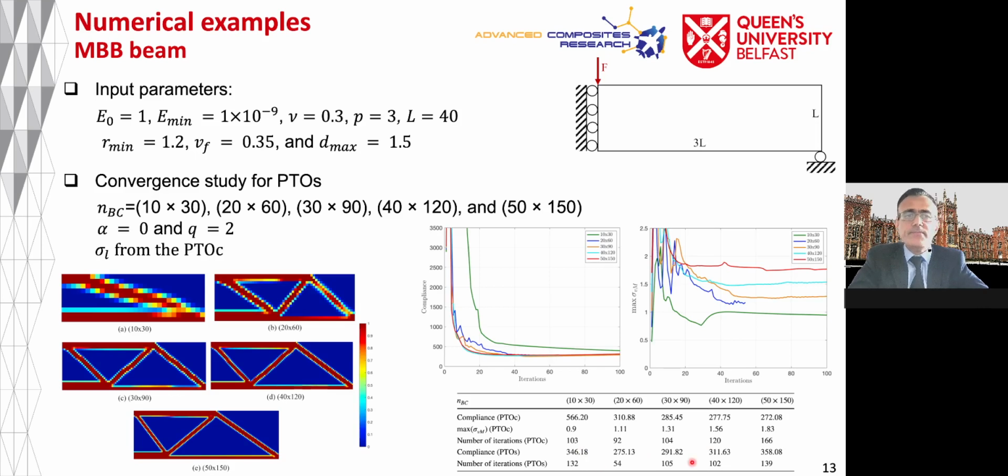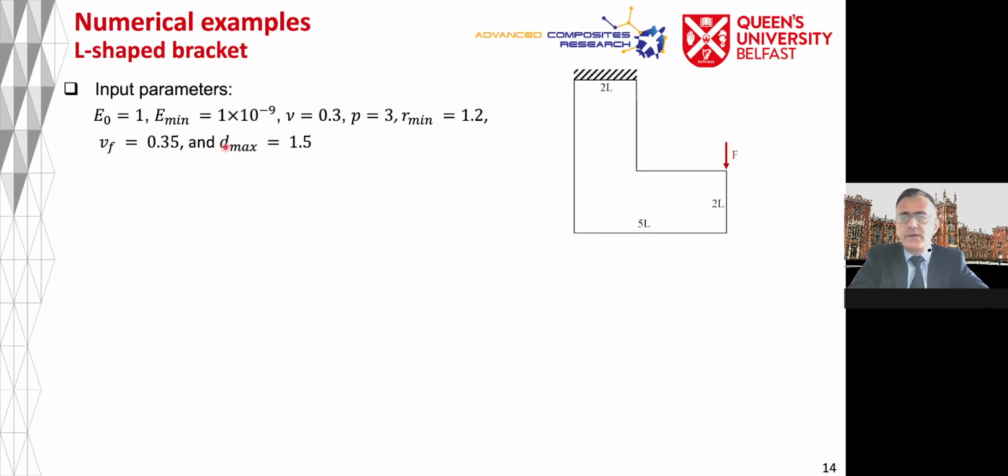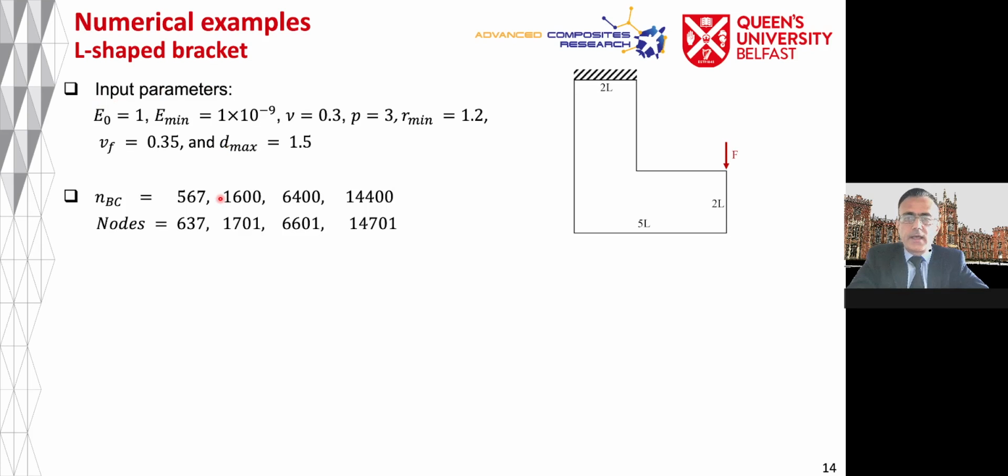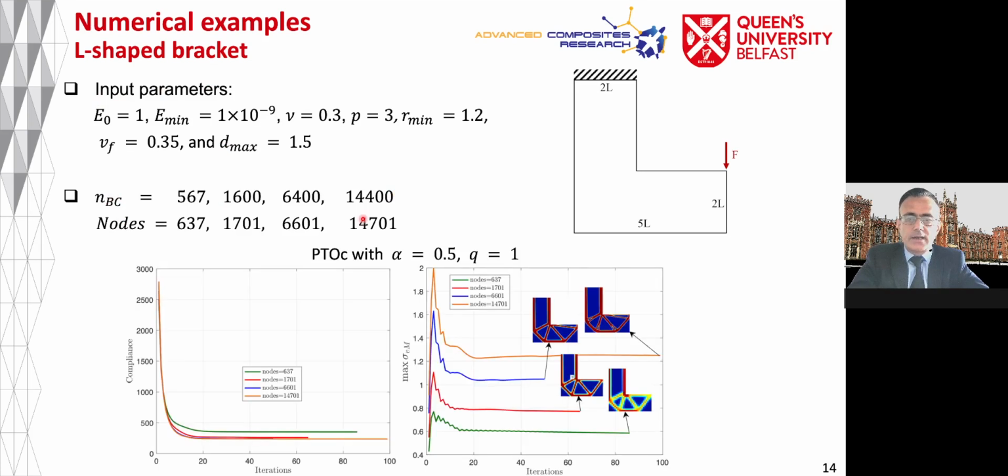Now for the second example, which is the L-shaped bracket. Here we are using input parameters similar to the previous case, and these numbers of background cells and nodes. Again, for the PTOC we are using alpha 0.5, Q equal to 1. These are the compliance and the maximum von Mises stress plots, and these are the optimized geometries.